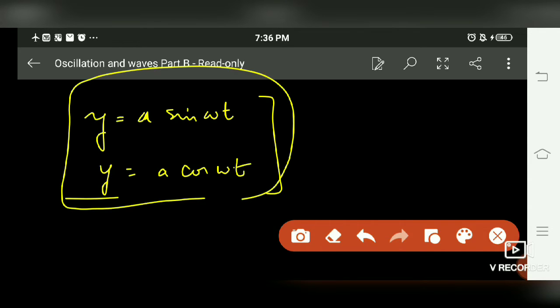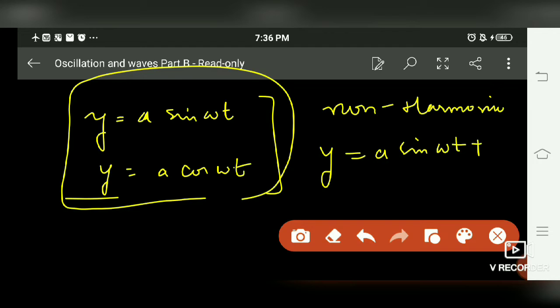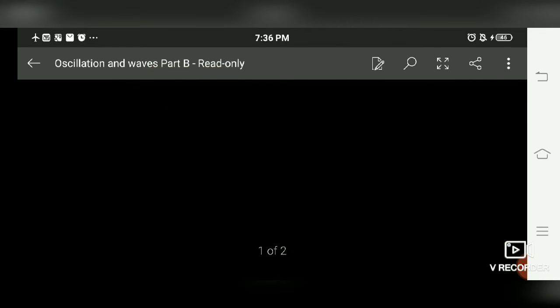So these are harmonic, and those which are not expressed in terms of a single harmonic function are called non-harmonic, like y is equal to a sine omega t plus b cos square omega t plus theta. So it is not defined in terms of only sine or only cosine. It is expressed in terms of various terms in addition or subtraction. So it is non-harmonic motion.